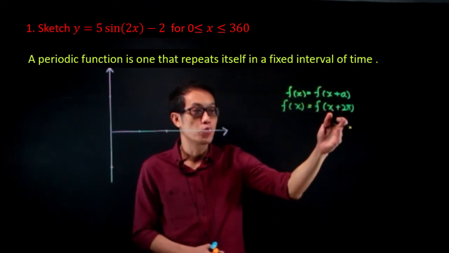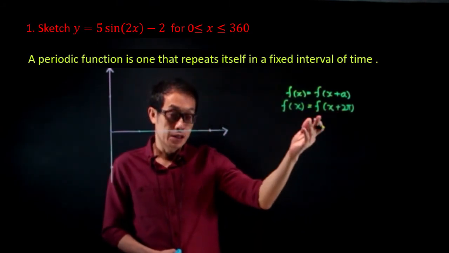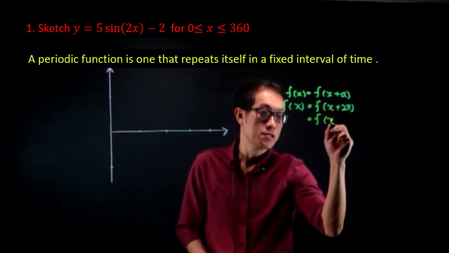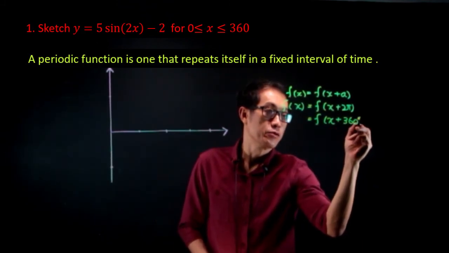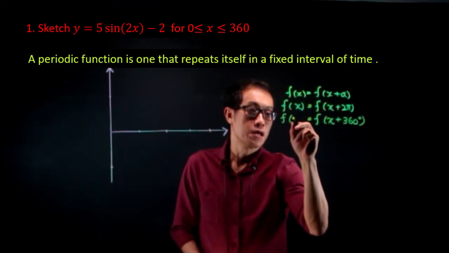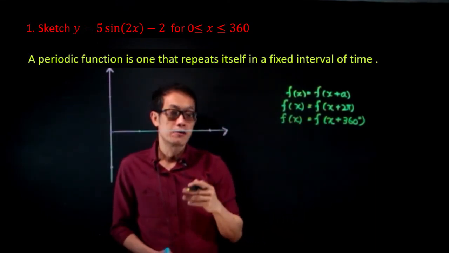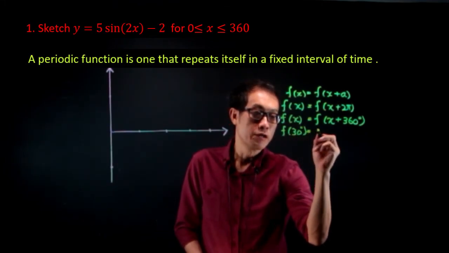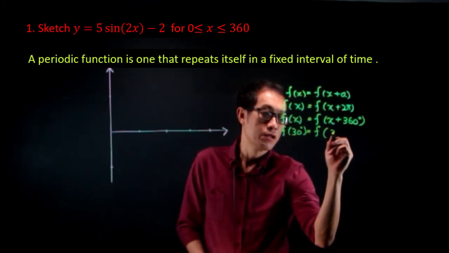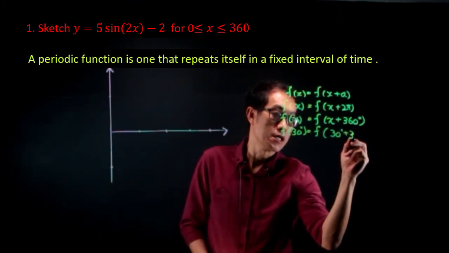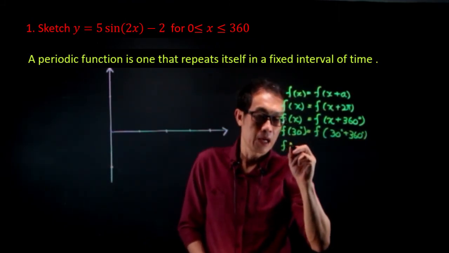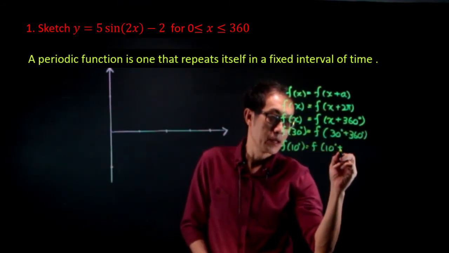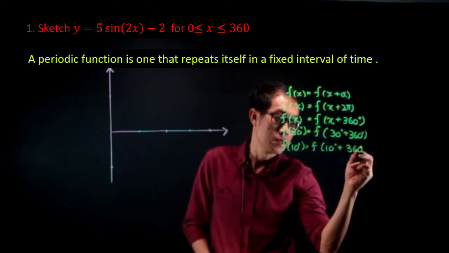That means every 2 pi, it has the same value. Take for example, maybe I change it to 360, maybe you all can visualize better. If I use 360, this is f of x. Now that means f of 30 degrees will be f of 30 plus 360. f of 10 will be equal to f of 10 plus 360.